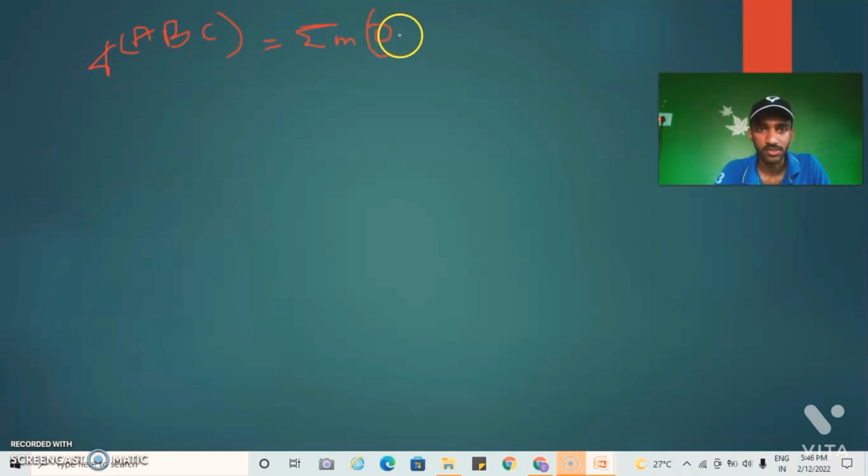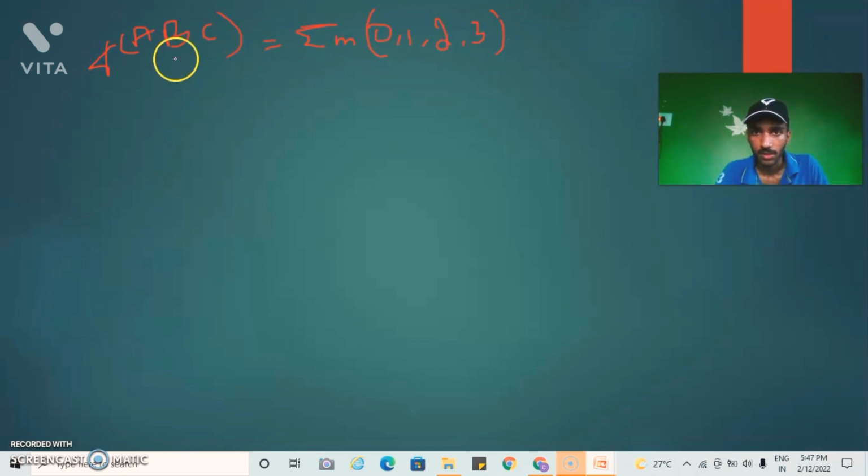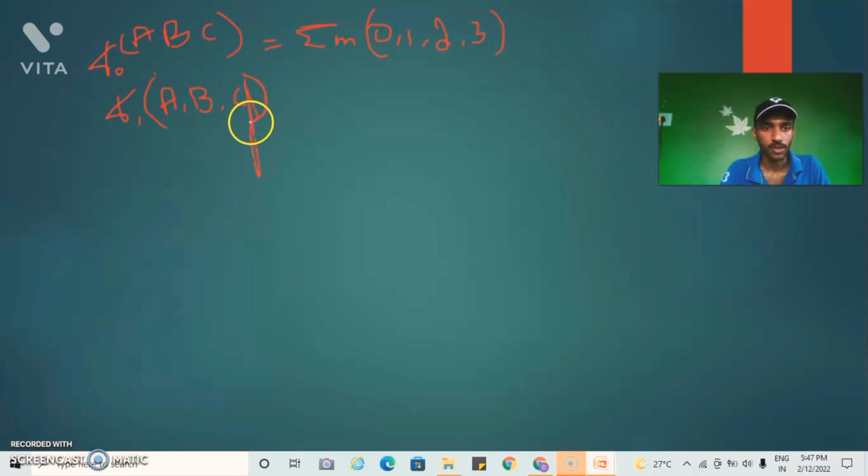Let me take 0, 1, 2, 3. So this is one expression. If you want to implement multiple expressions using ROM, it is possible. You can note that it is possible by using multiple OR gates. That's why it is called programmable OR gates, where the inputs are not restricted to have an equal number of inputs.